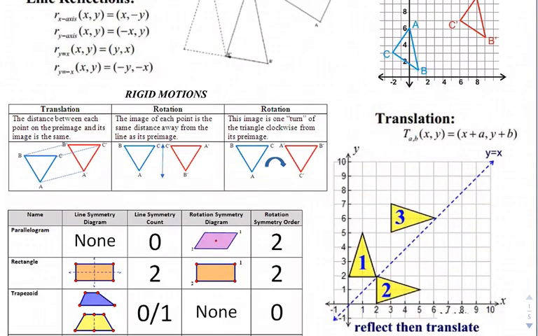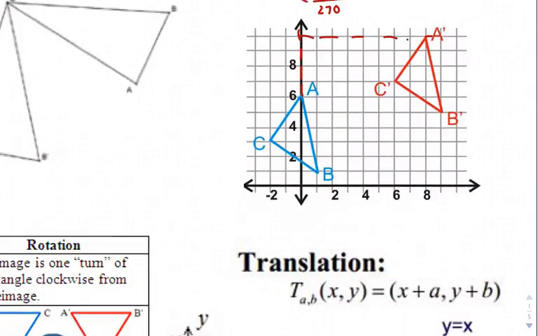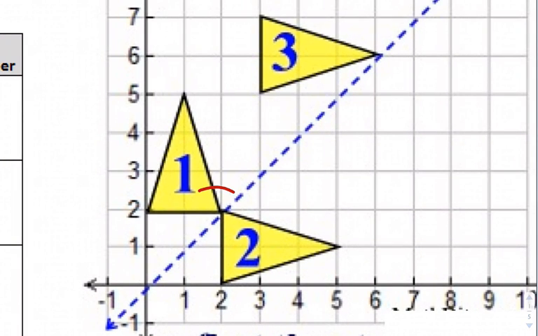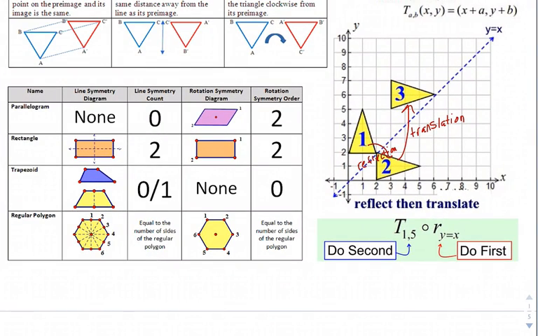A translation is just a slide. So you're taking one figure, you're counting how many spaces up you go and then how many over, and that's what you're doing for every point. Remember that there are compositions, which means there are many different transformations you can apply to one figure. So moving from figure 1 to 2, and then you would do 2 to 3. So 1 to 2 would be a reflection, and then 2 to 3 would be a translation. So make sure you label what picture you're going to when you do these problems.